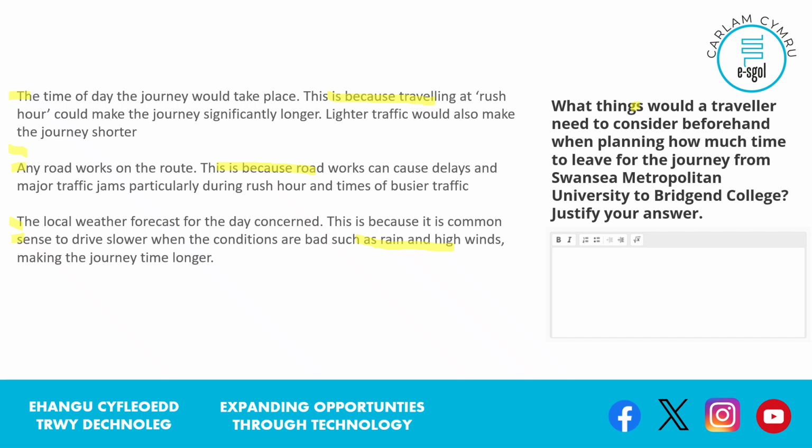So we talked about the time of day. So, the time of day the journey would take place. This is because travelling at rush hour could make the journey significantly longer. Lighter traffic would also make the journey shorter. It's concise, it's clear. Any roadworks on the route? This is because roadworks can cause delays and major traffic jams, particularly during rush hour and times of busier traffic. Clear, concise. And third, the local weather forecast for the day concerned. This is because it is common sense to drive slower when conditions are bad, such as rain and high winds, making the journey time longer. Again, it's clear and concise.